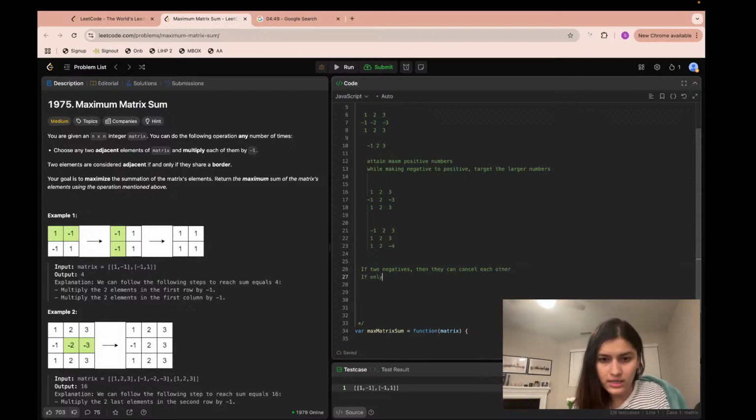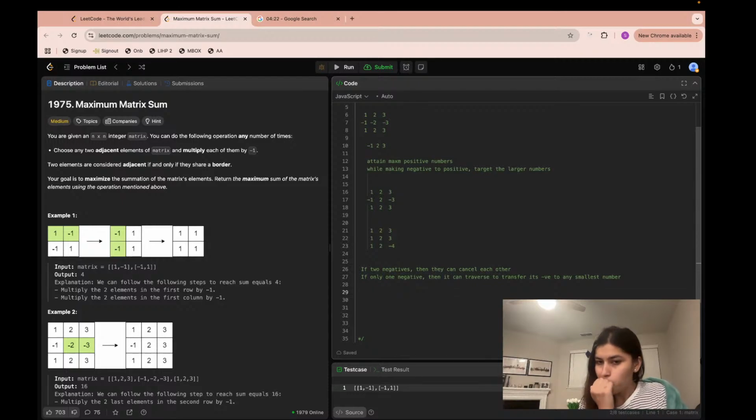But if only one negative, then it can traverse to transfer its negativity to any smallest number, you know. Yeah, isn't it? So if it is negative, then it can go anywhere. It can go first of all here, then here, right?